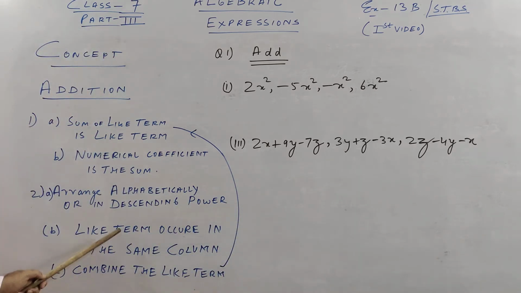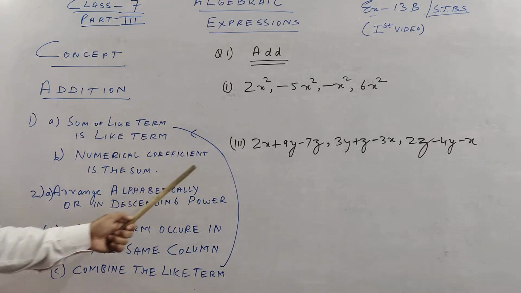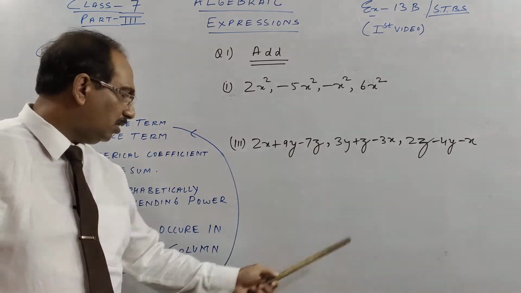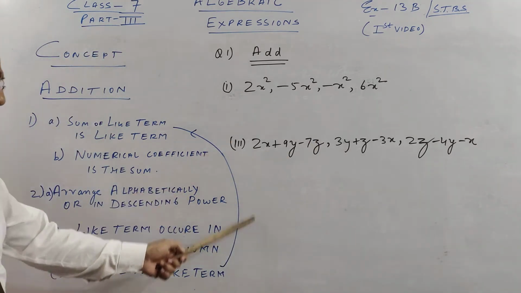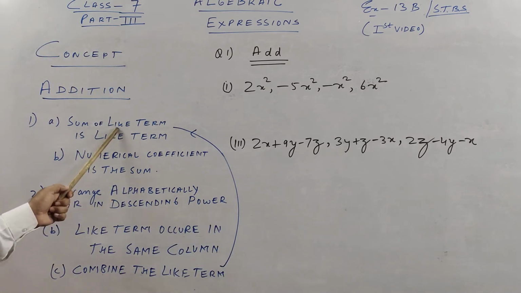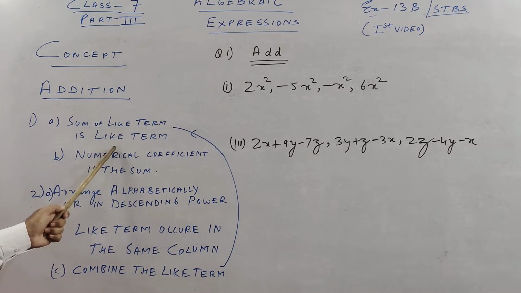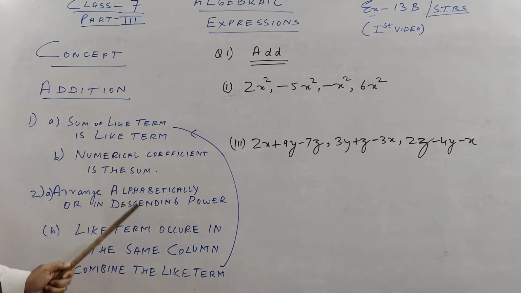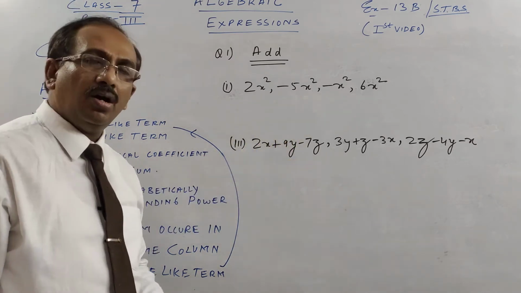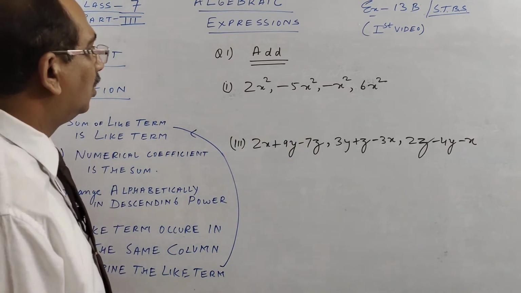So when I do the sum, I'll explain. Here I will apply that like terms occur in the same column, or we arrange alphabetically: x, y, z, like A, B, C, or X, Y, Z. So that like terms are in the same column, and then we will combine them, and then we will follow this: the sum of like terms is a like term, and the numerical coefficient is the sum of the numerical coefficients of the individual terms. So here we go.